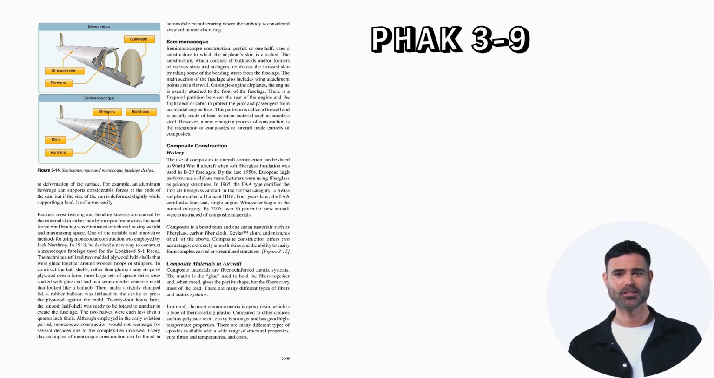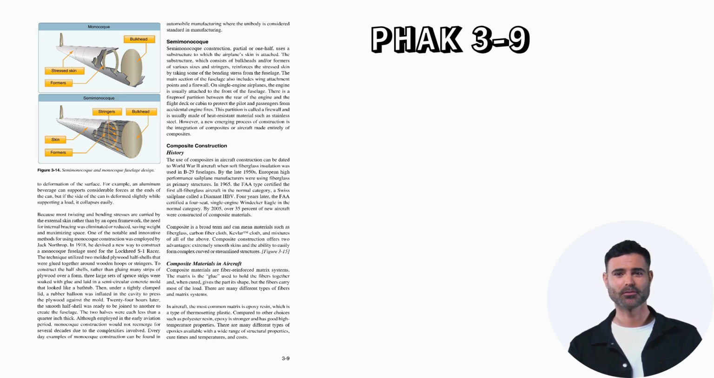Composite construction. History. The use of composites in aircraft construction can be dated to World War II aircraft when soft fiberglass insulation was used in B-29 fuselages. By the late 1950s, European high-performance sailplane manufacturers were using fiberglass as primary structures. In 1965, the FAA type certified the first all-fiberglass aircraft in the normal category, a Swiss sailplane called a Diamant HBV. Four years later, the FAA certified a four-seat, single-engine Windecker Eagle in the normal category.